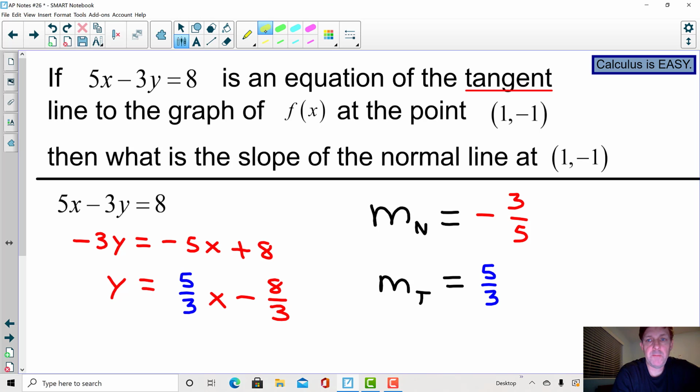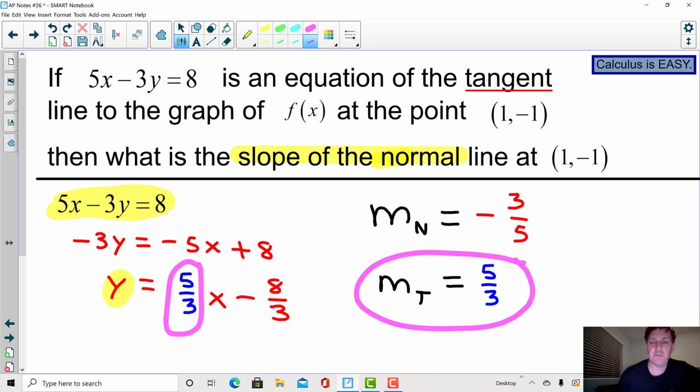Okay, this is basically the same problem, but instead of finding the slope of the tangent line, we now want to find the slope of the normal line. We're starting with the exact same equation. We're going to solve it for y. And we're going to notice that the slope of the tangent line is 5/3. So I'm writing that over here.